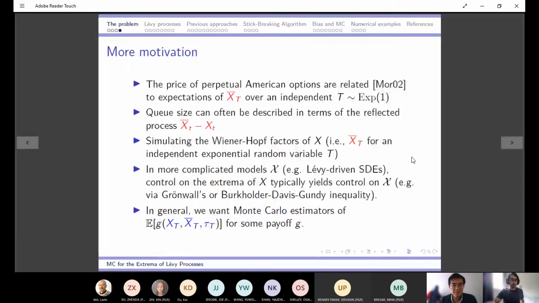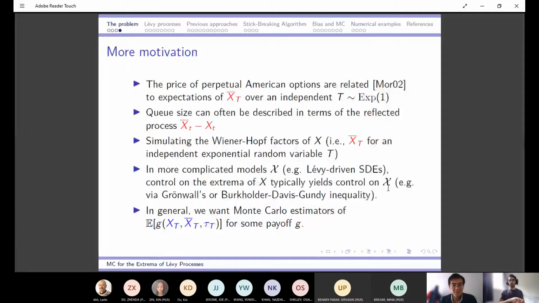Okay, so these quantities are also related to the prices of other options. Say if you have a perpetual American option, you can recover this price using a formula that relates expectations of this guy right here for an independent exponential time horizon t. You can also use these Levy processes to model queue size. You can use it to simulate the Wiener-Hopf factors if you have some other kind of formula in the fluctuations of the path. Or, as I said before, in more complicated models driven by Levy processes, say, solutions to SDEs.